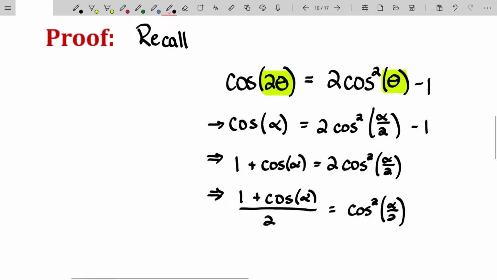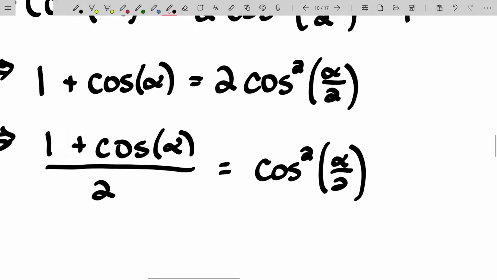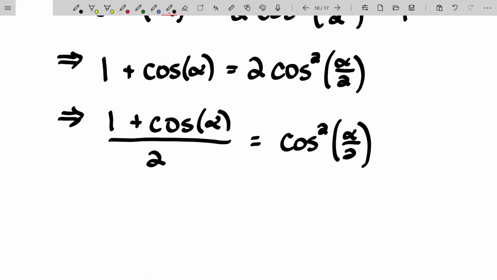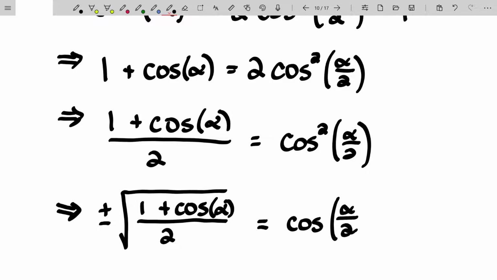And recall from your algebra course, if you have something squared is equal to a number, you could take the square root of both sides and you get a plus or minus. And this is where that plus or minus comes from: you have a cosine squared equaling some number on the left hand side. So when you take the square root of both sides, you will get that plus or minus. You get plus or minus the square root of 1 plus the cosine of alpha, and that's over 2. Remember that 2 is within the radical, and that's going to be the cosine of the half angle.